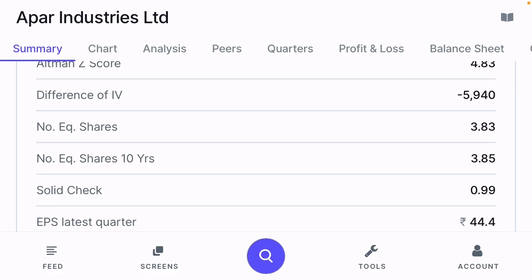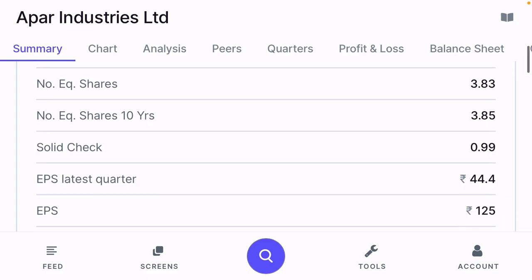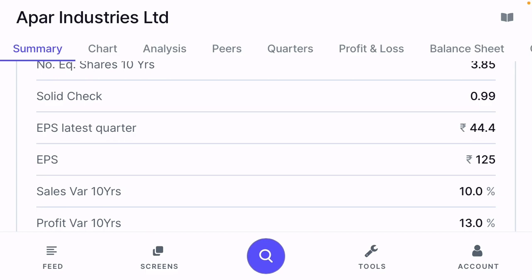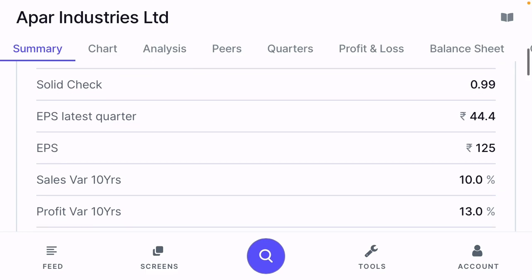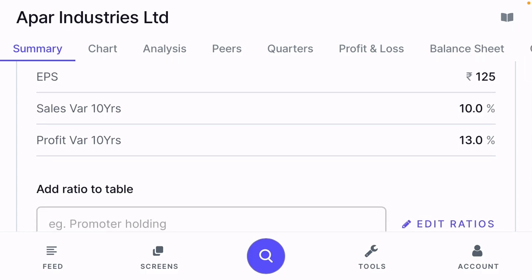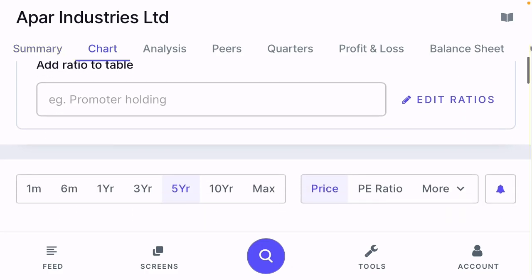Number of equity is now 3.83, but 10 years ago it was 3.85. So the solid check is 0.99, which is a very, very good and excellent sign, as I told you. EPS of the latest quarter is 44.4. EPS for the whole year is 125. Sales growth of 10 years is 10%, and profit growth of 10 years is 13%.